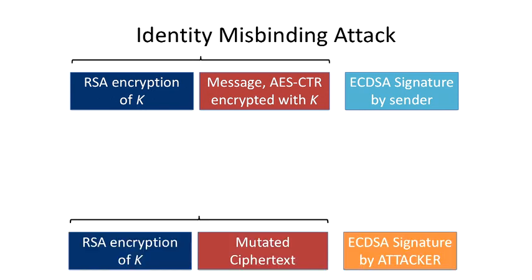Well, the second one is that there's an identity misbinding attack, which means that if Alice is sending a message to Bob and I grab it, I can strip off Alice's name from the envelope information, strip off her signature, put my name and my signature on it, and then send it to Bob, and Bob will think it's a message from me.